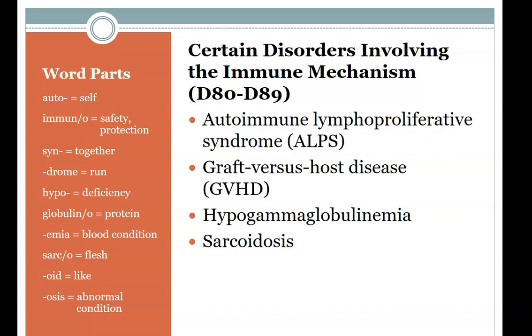And your word parts: auto equals self. Immuno is safety, protection. Syn equals together. Drome equals run. Hypo equals deficiency. Globulino is protein. Emia is blood condition. Sarco is flesh. Oid equals like. And osis is abnormal condition.